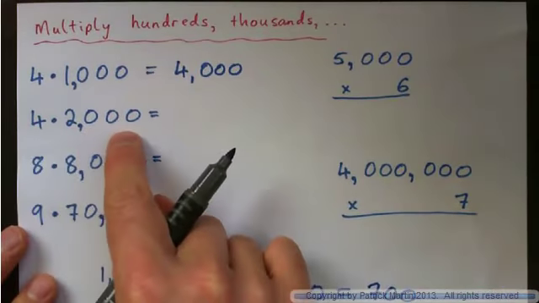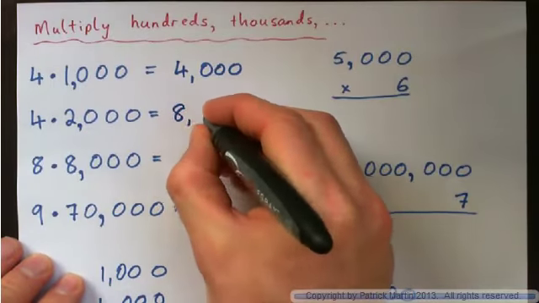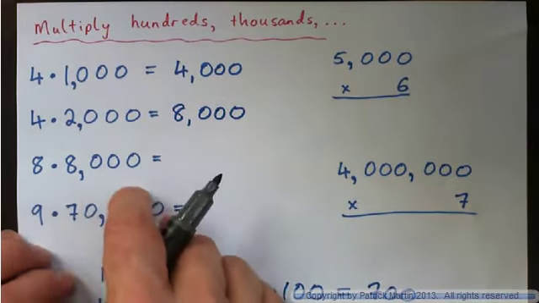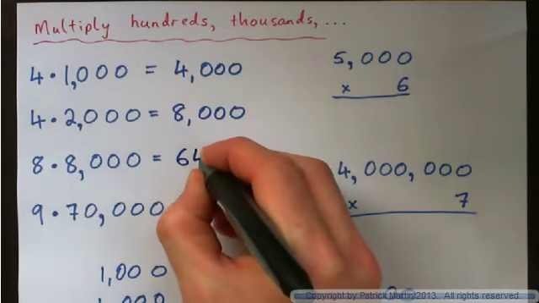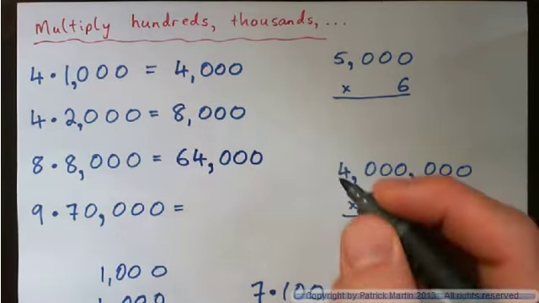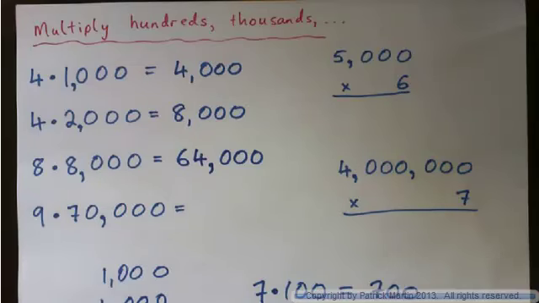So what's 4 times 2,000? 4 times 2 is 8. So 4 times 2,000 would be 8,000, right? And how about 8 times 8,000? What would that be? What's 8 times 8? So 8 times 8,000. Write down the answer. It has to be 64,000. Does that make sense? 8 times 8,000, 64,000. How about 9 times 70,000?